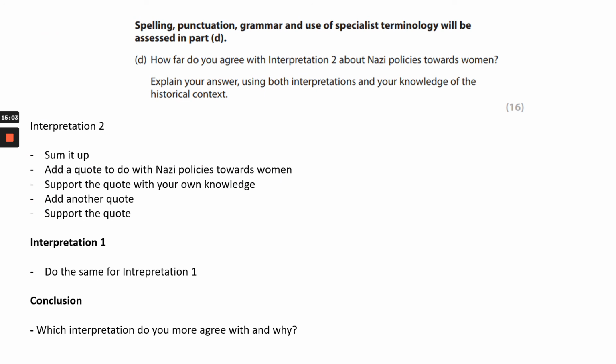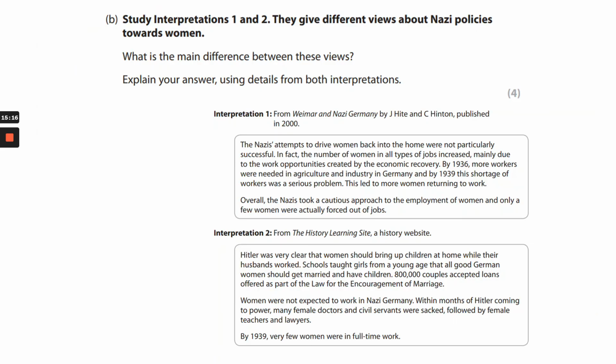I partly agree with interpretation 2 about Nazi policies towards women, because it says that the Nazis focused on getting women to stay at home and have children. Then it had a quote to do with Nazi policies towards children. Okay, we go back and we can say it says, for example, that 80,000 couples accepted loans offers as part of the law for the encouragement of marriage. And you would say then, this fits with what I know, because the law for encouragement of marriage provided a loan that was almost a year's pay, and you didn't have to pay it back if you had 4 children. So I'm adding in more.